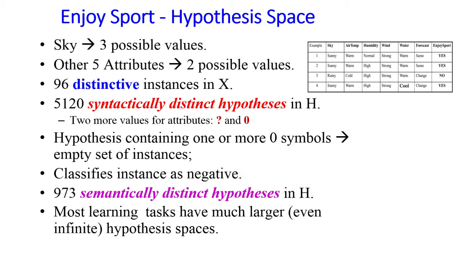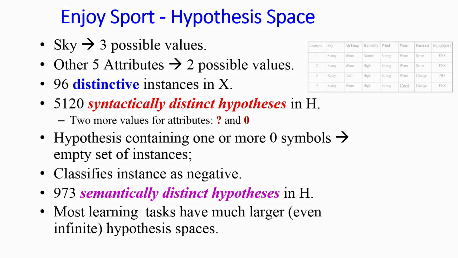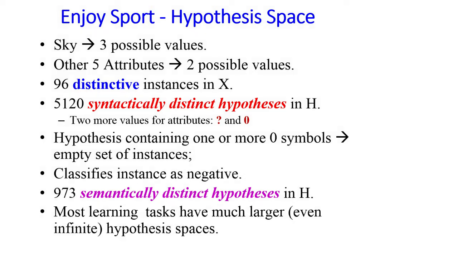Some of them may not be shown in the table. There are 96 distinct instances in capital X. How did we get 96? We need to take all the possible values in each attribute. In the first case, that is sky, we have 3, and in all other attributes we have 2 values. If you multiply 3 by 2 five times, then we will get 96.